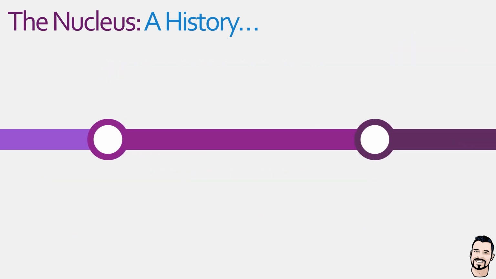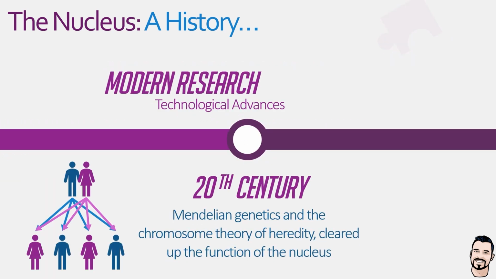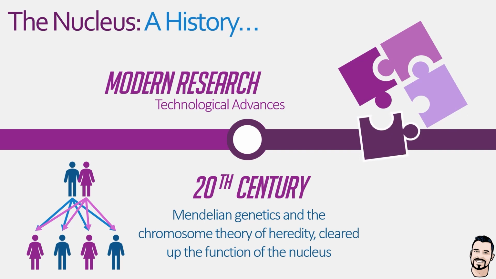Then, as we move into the early 20th century, things really started to come together. Scientists were beginning to put the puzzle pieces together, connecting what was happening inside the cell and how traits were inherited. Around this time, Mendel's work on genetics, which had largely been forgotten since the 1860s, was rediscovered. His principles of inheritance suddenly made perfect sense when viewed alongside everything researchers had learned about the nucleus and chromosomes. This led to what became known as chromosome theory of inheritance, the idea that genes are carried on chromosomes and those chromosomes are housed within the nucleus.